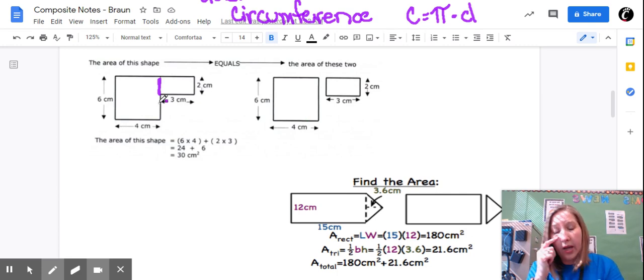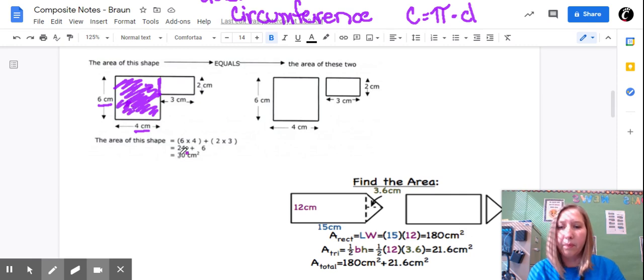So we want to look at area, right? So we want to find the area of our bigger rectangle, and we would do that by length times width, and our length and width are 4 and 6. So we do 6 times 4, and this section here is our area of our bigger rectangle, which gives us 24.